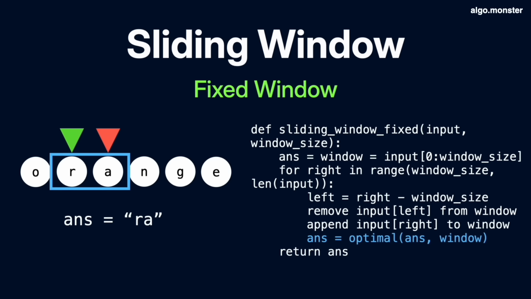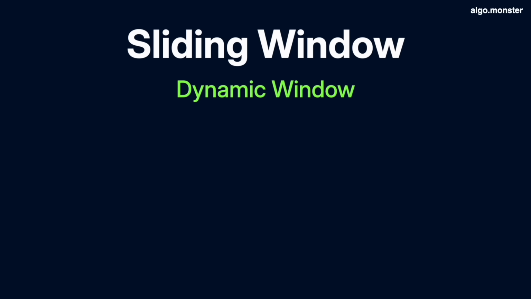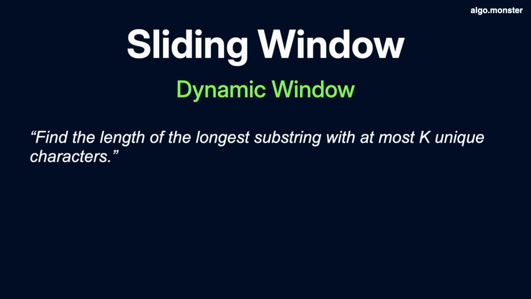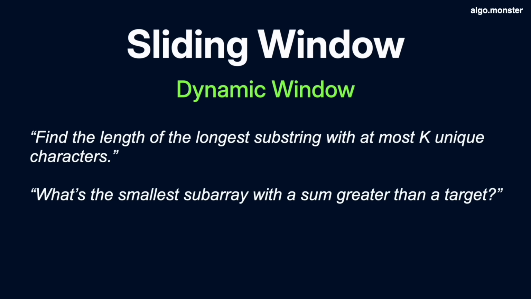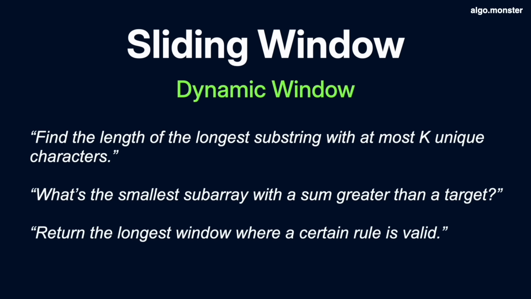Now let's move to the more flexible and more powerful version, the dynamic sized sliding window. This is used when the window size is not fixed and you're trying to find the largest, smallest, or optimal range that satisfies some condition. You'll usually see problems that sound like: find the length of the longest substring with at most k unique characters. What's the smallest subarray with a sum greater than a target? Or return the longest window where a certain rule is valid.